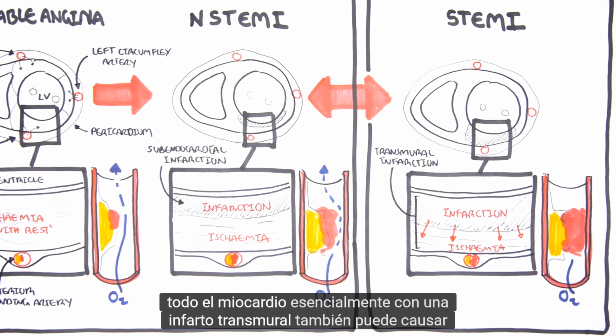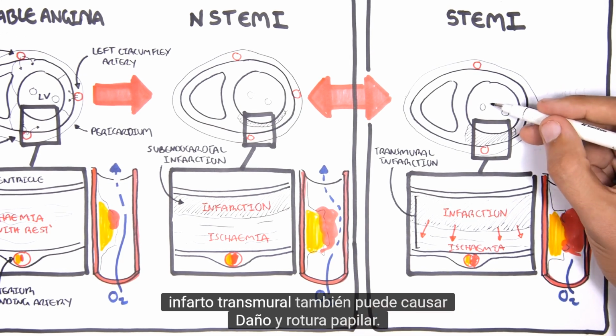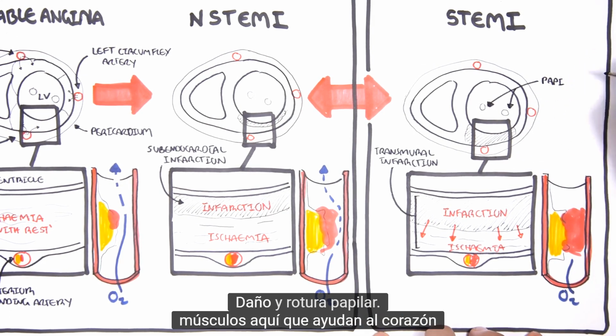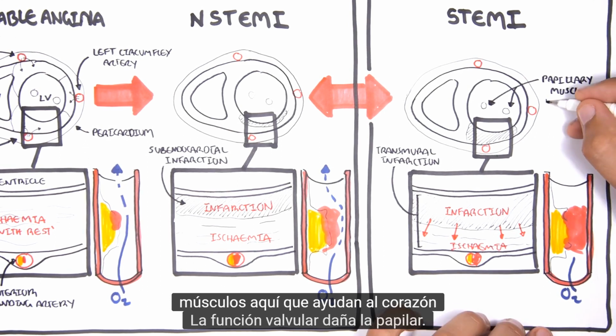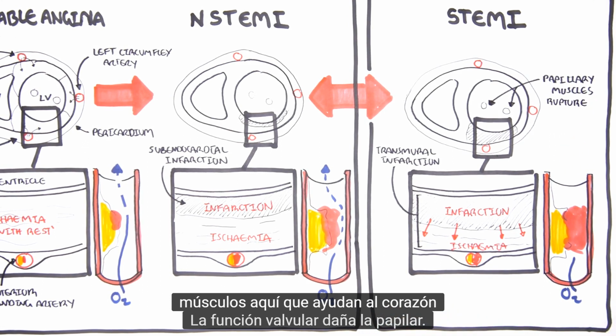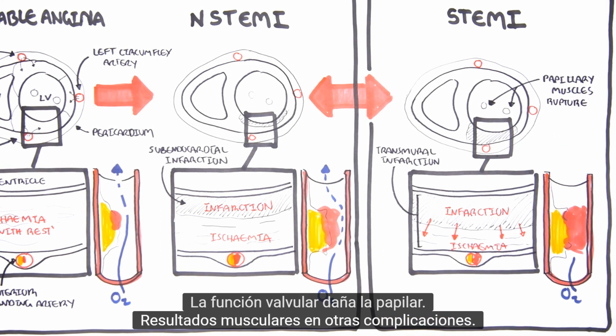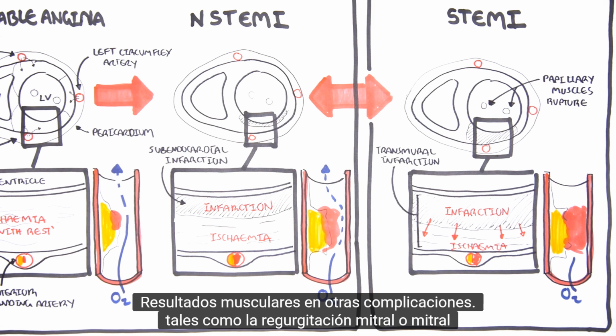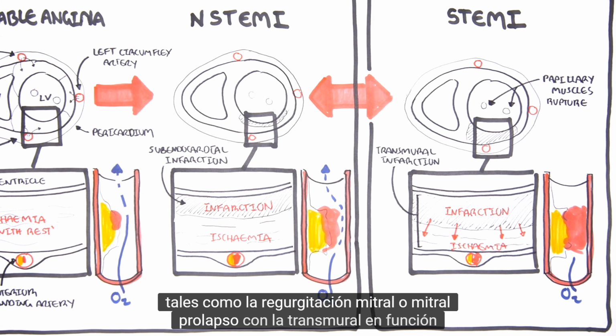With a transmural infarction, you can also cause damage and rupture of the papillary muscles here, which help the heart valvular function. Damage to the papillary muscles results in other complications such as mitral regurgitation or mitral prolapse.